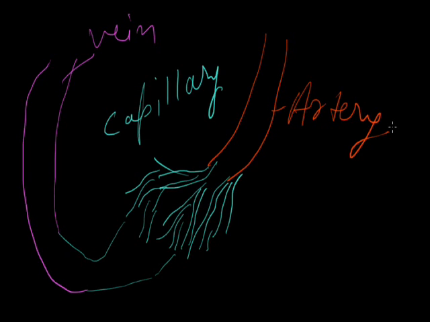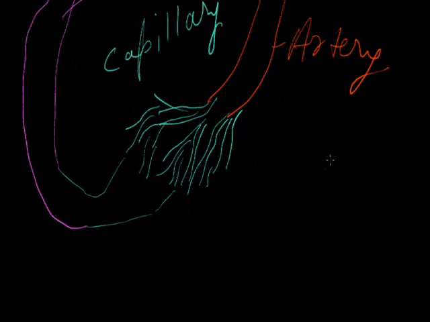Then, if I deal with the difference between artery and vein, I have to write the artery and vein differences like this. Suppose I write the artery here, and I write the vein here.